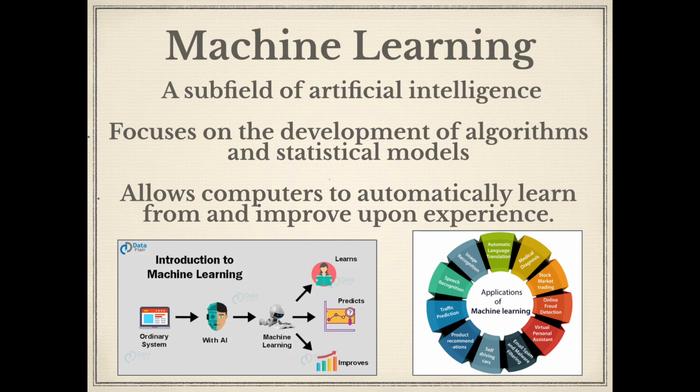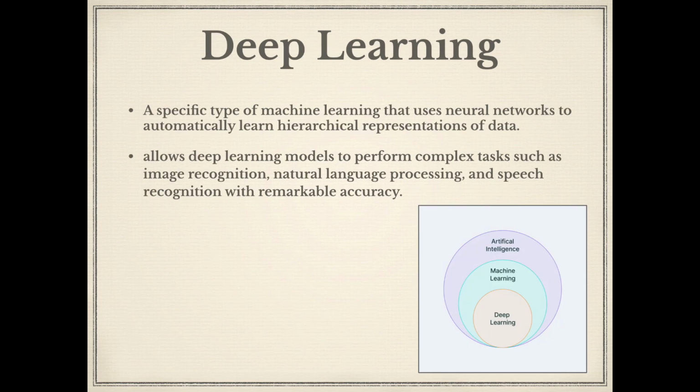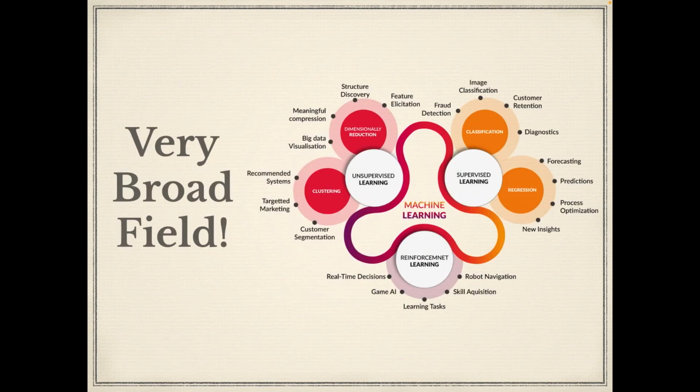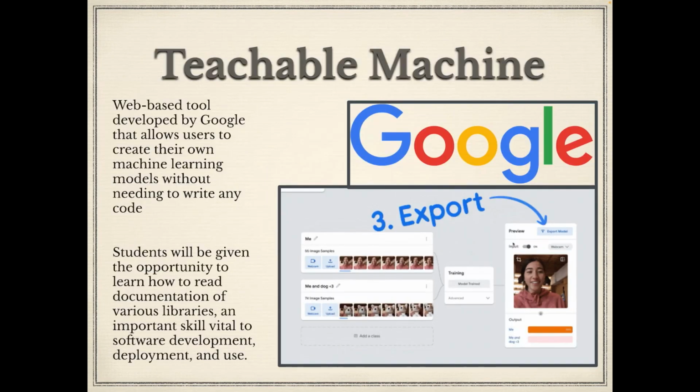It involves training a model on a large amount of data and using that model to make predictions or decisions on new unseen data. Deep learning, on the other hand, is a specific type of machine learning that uses neural networks to automatically learn hierarchical representations of data. In other words, it's a way to train a model that can learn to recognize patterns in data by building layers of abstraction on top of each other. This allows deep learning models to perform complex tasks such as image recognition, natural language processing, and speech recognition with remarkable accuracy.